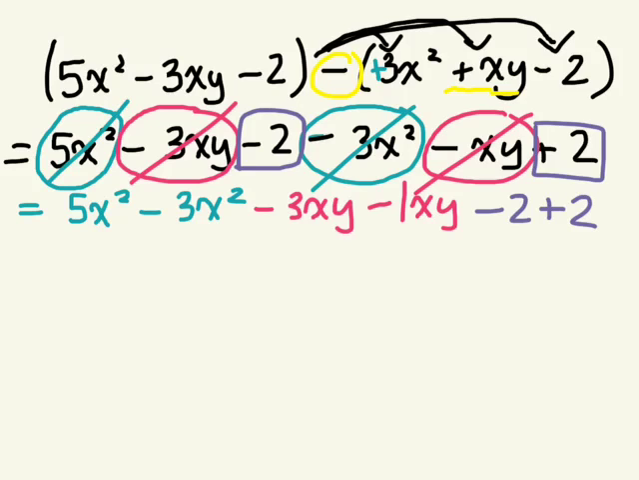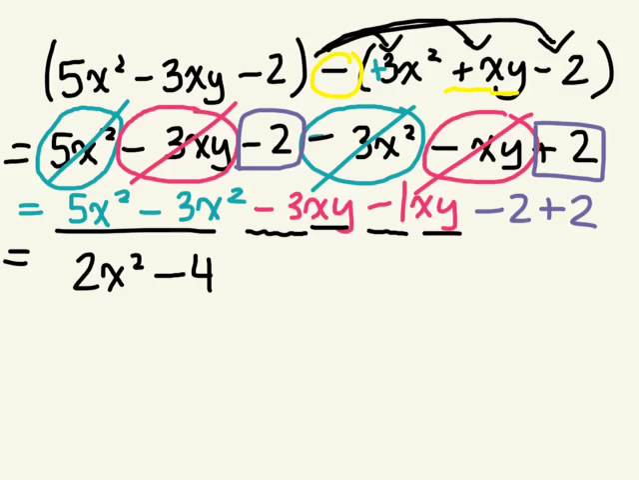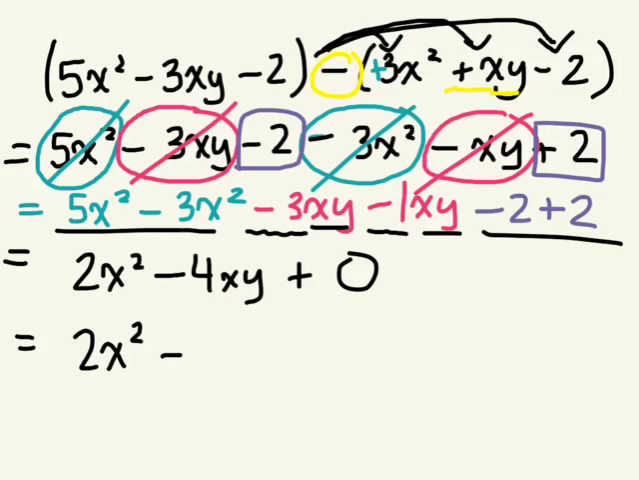That's where people were making mistakes. 5x squared, take away 3x squared. What's 5 take away 3? 2x. What's -3 take away 1? 4. Andre? -4xy. What's -2 plus 2? Big fat 0. Do I need to write that? No. So the final answer, 2x squared minus 4xy.